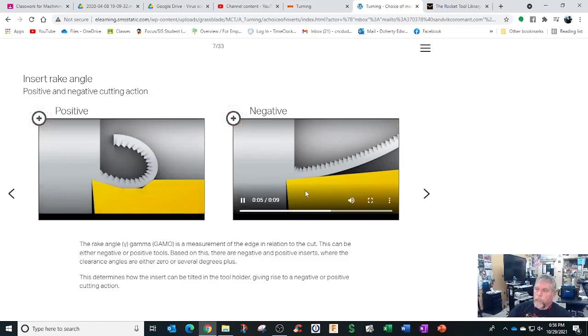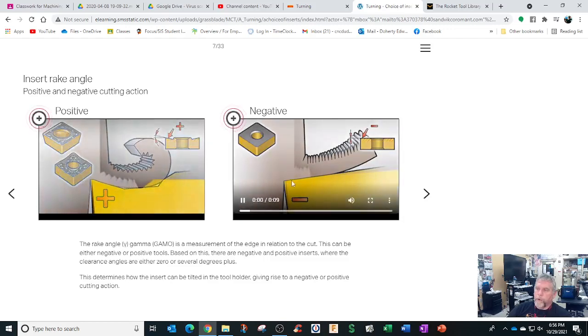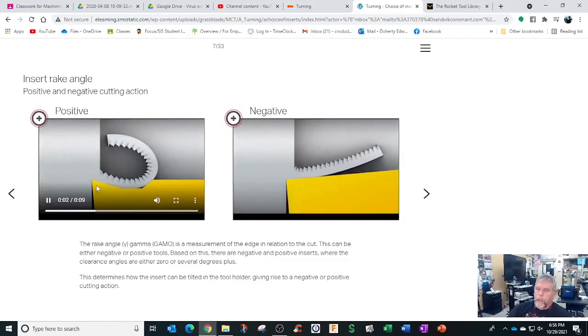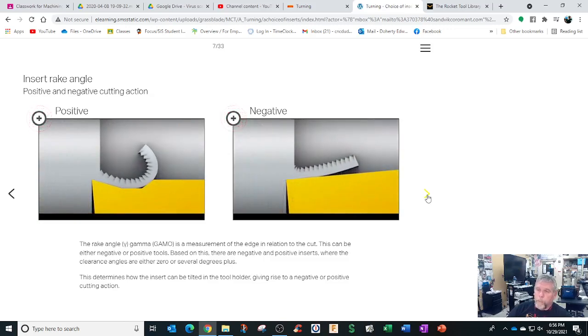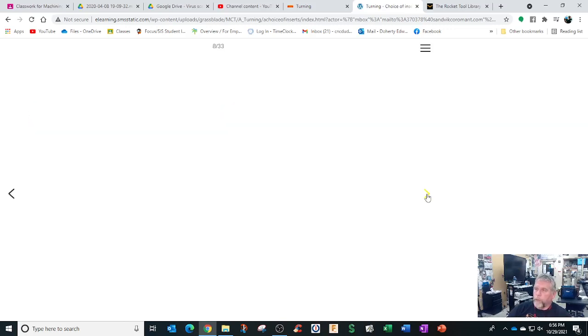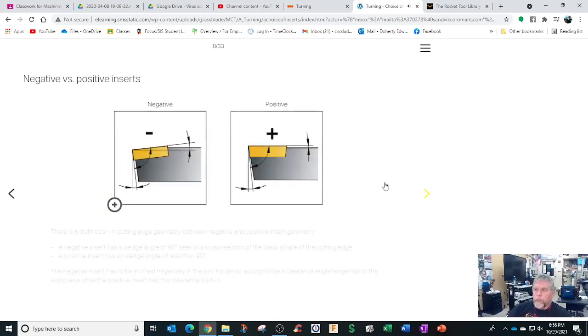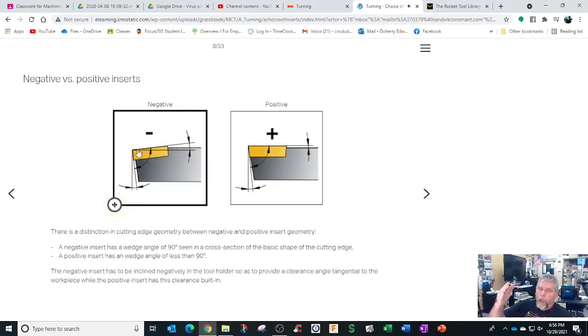So in the early days, negative rake inserts were like the insert to have, but they required more horsepower. And these positive rakes would not hold up. Now, pretty much everybody's got positive rake inserts as far as I know. But sometimes it depends on the recommendation, and your tooling guy is actually a good source for that. Let's look at the difference. All right, so you get negative. Now, the positive could be built into the insert, or it could be how the insert's tilted.